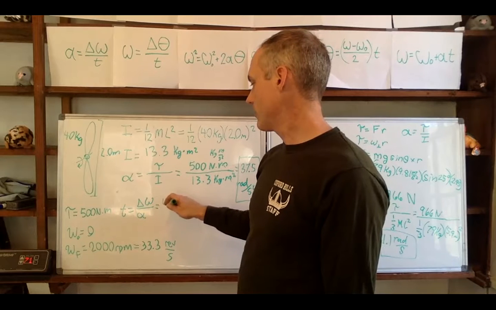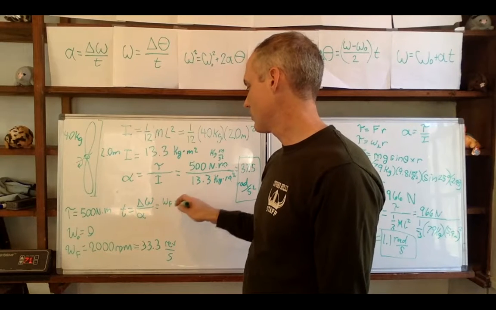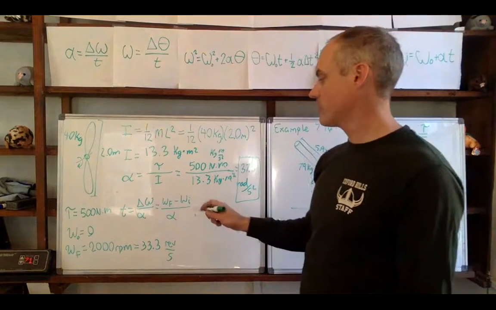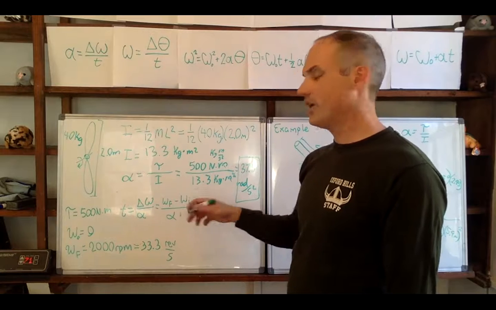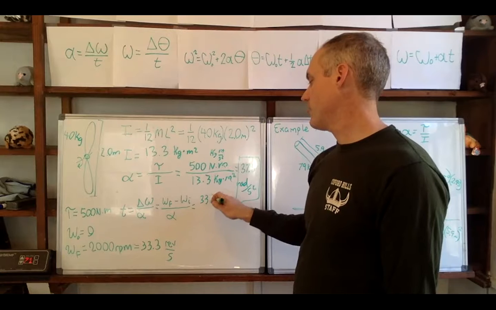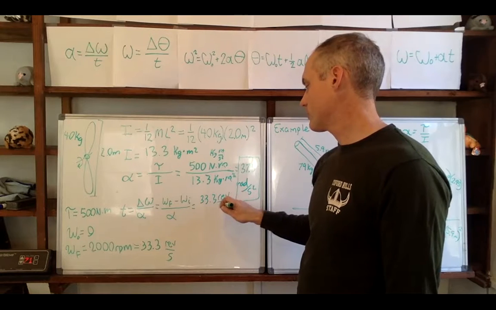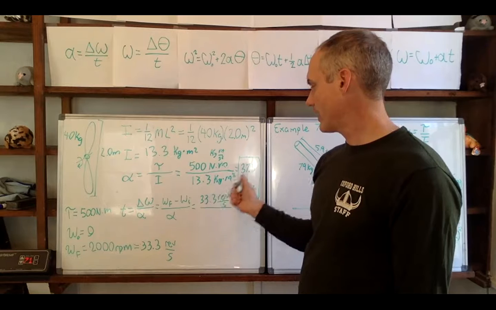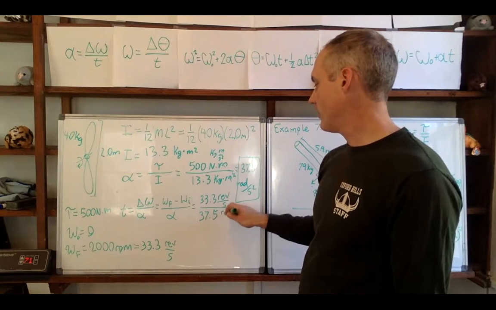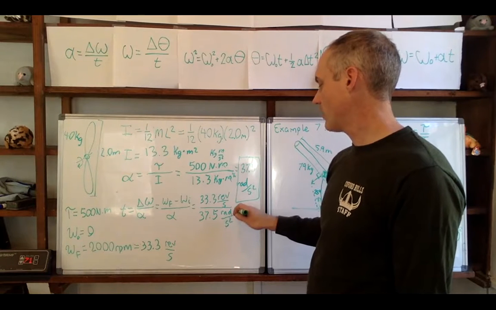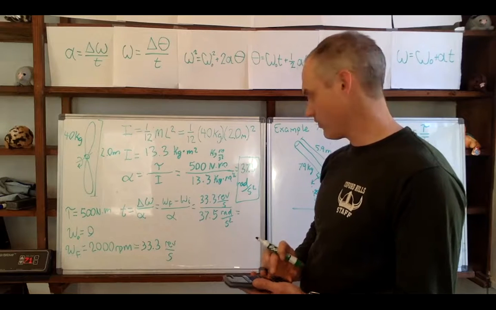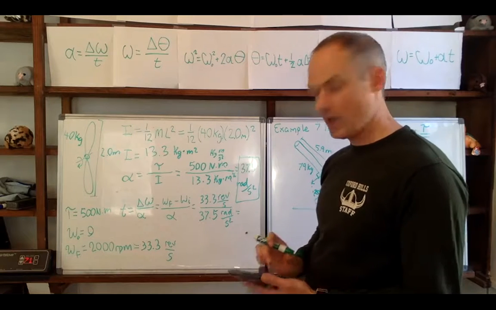Now, delta W really means the final minus initial. So it's the final speed minus your initial speed over your acceleration. But initially it's 0, so that's gone. So the final speed is the 33.3 revolutions per second, and our calculated acceleration was 37.5 radians per second squared. So take the 33.3, divide that by the 37.5, and we get 0.88.